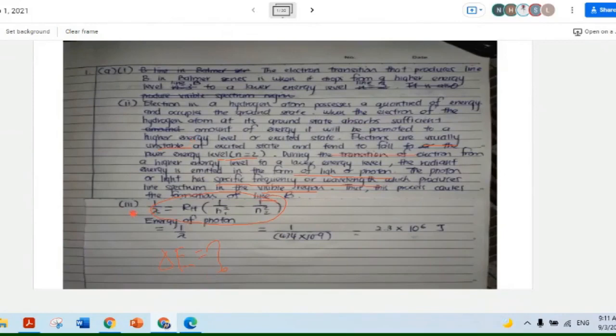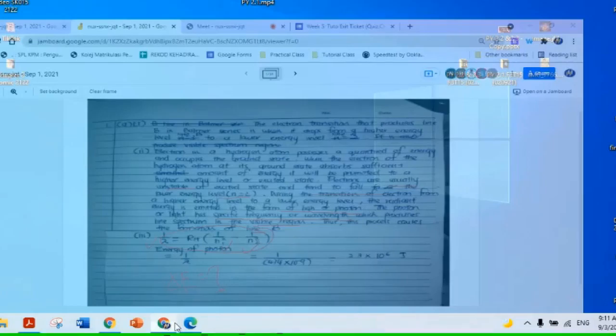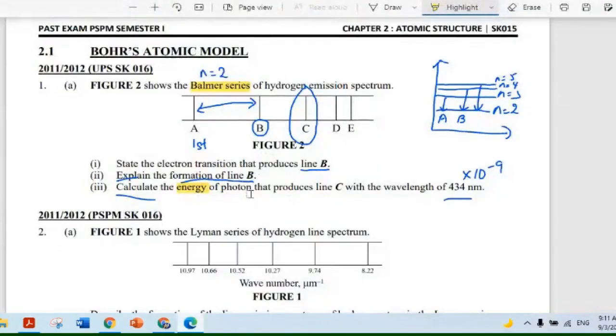1 over lambda or lambda, yes, I know. Energy level, I know already because of line C. Line C is from this one, n equal to 2. Balmer series, first line, so 3 to 2, 4 to 2, 5 to 2. So I know the energy level already. So from n equal to 5 to n equal to 2. So what for? You chose this formula. Okay, never mind, we check Fidaus's answer.